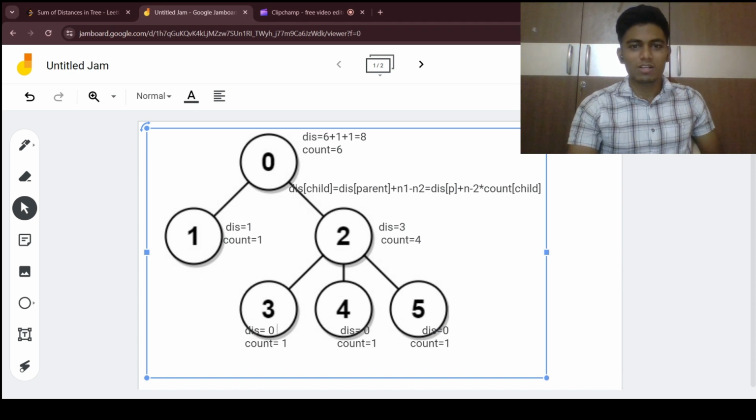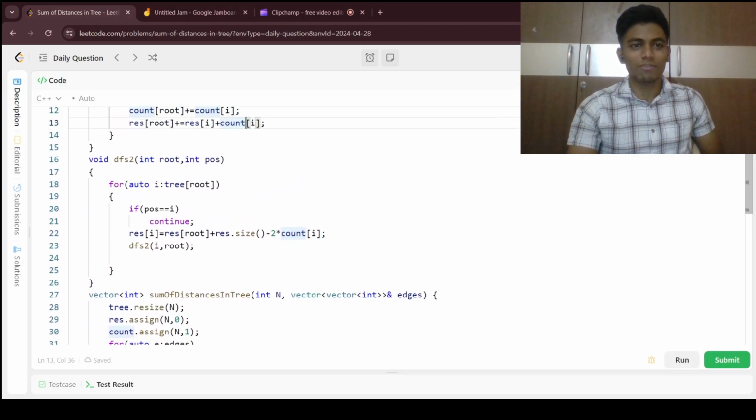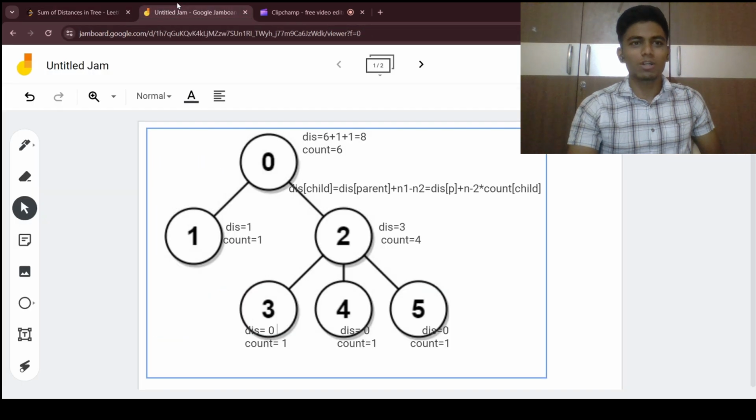And then after we are done with the first DFS, we are going to do the reverse, which is going to be like calculating the distance of child from the parent. From parent, we are going to calculate the distance. For these many number of nodes, we are going to increase the distance. That's why we are going to add n1. And then for these number of nodes, we are going to decrease the distance. That's why we are going to add minus n2, and then we are going to convert n1 equal to n minus 2 of count of child, and then n2 is going to be count of child. So that's how we are going to see.